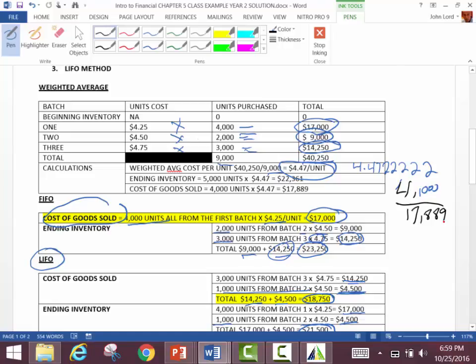I'm more interested in these decimals up here, because you can't get this number if you use the rounded number that I'm showing here. So students can get confused: why am I getting different numbers? Because the rounding messes it up. Then for ending inventory, we take 4.472 times the 5,000 items. That gives us 22,368 and some change.